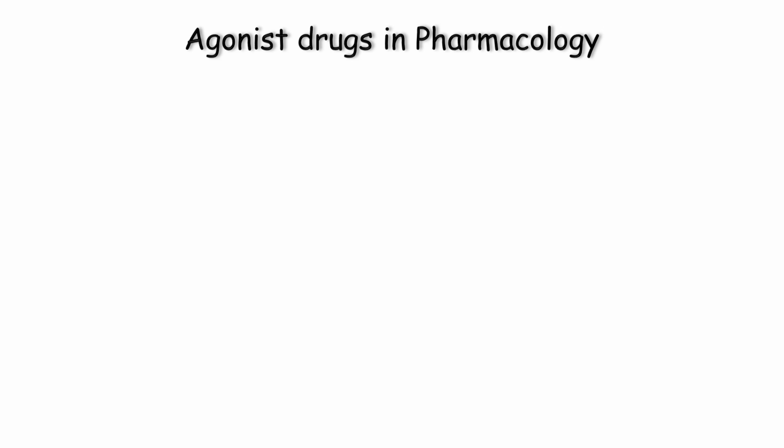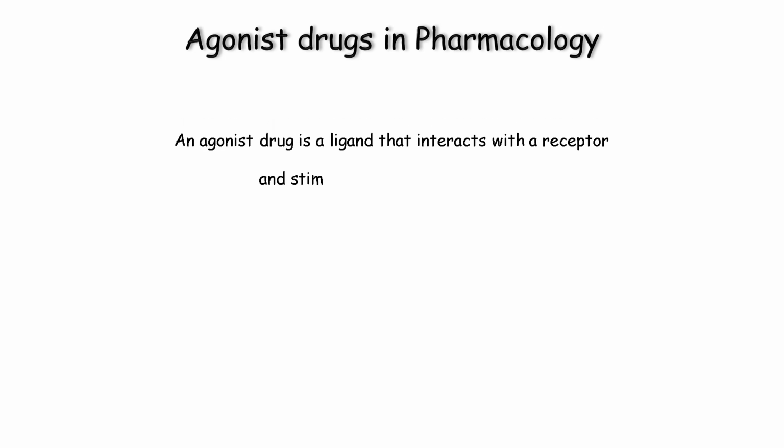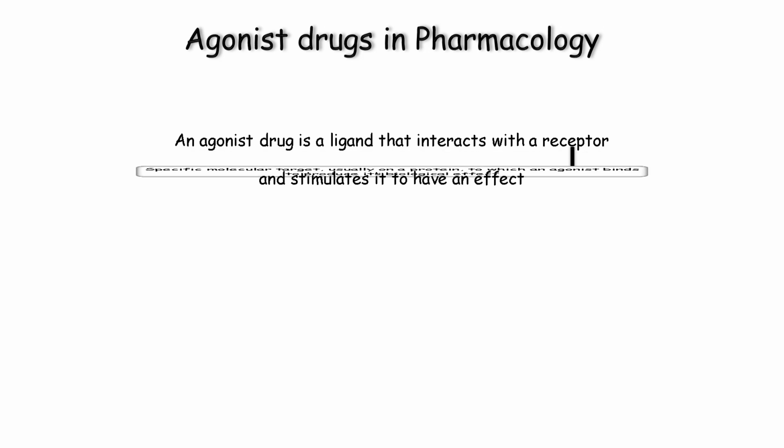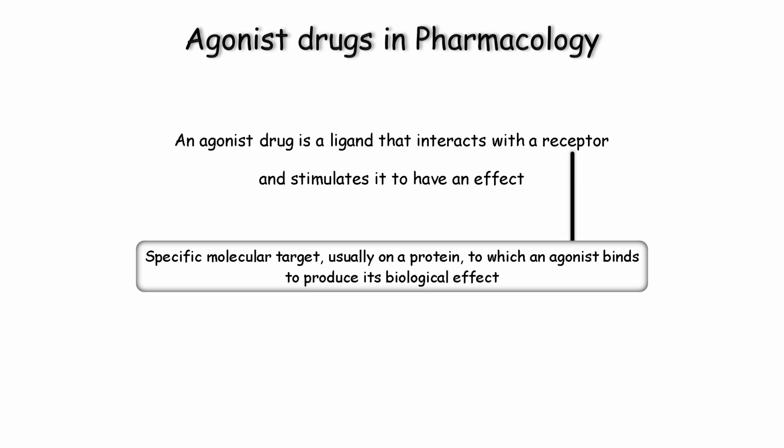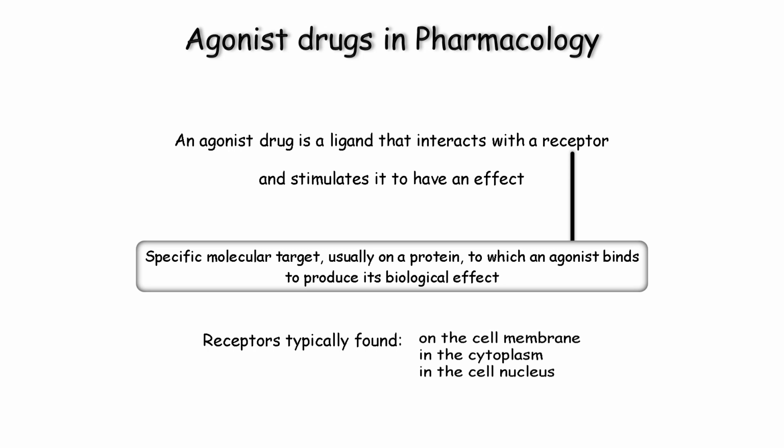Agonists are molecules or ligands that interact with a receptor and cause it to influence a cell's behaviour. Receptors are specific molecular targets, usually part of a protein, to which the agonist binds to produce its biological effect. Receptors can be found on the surface of a cell membrane, in the cell cytoplasm, or in the cell's nucleus.